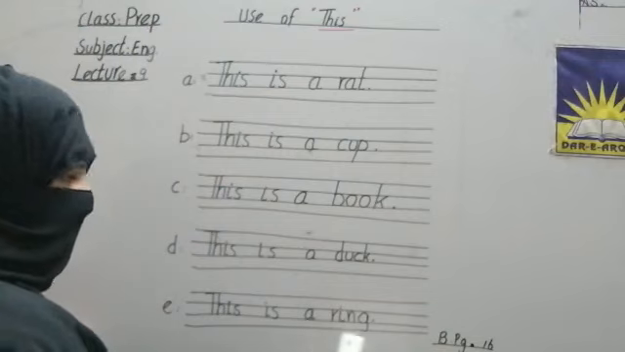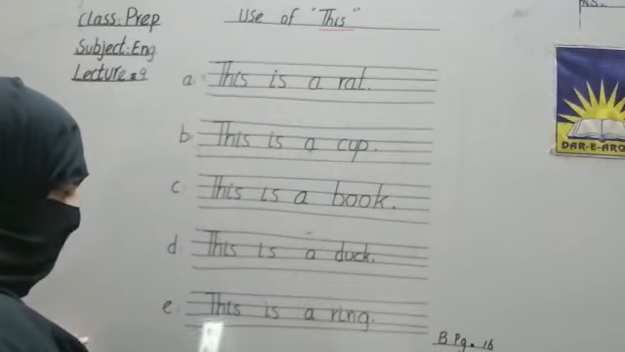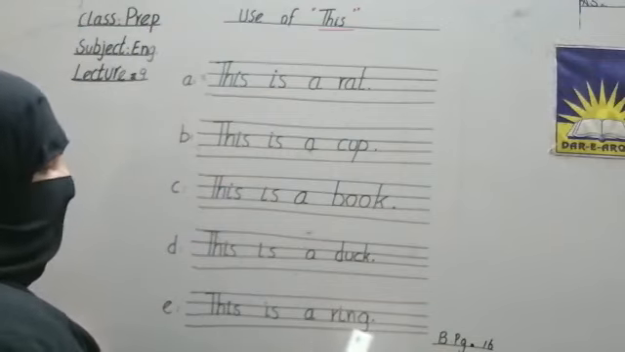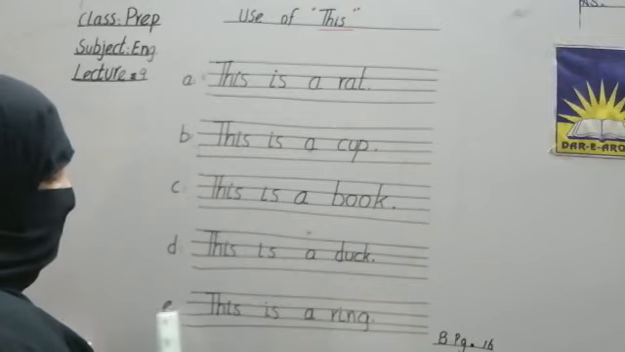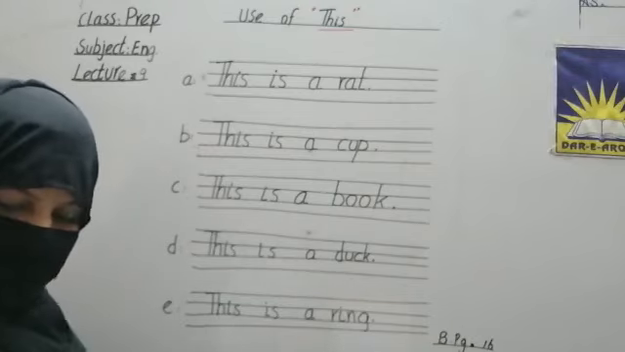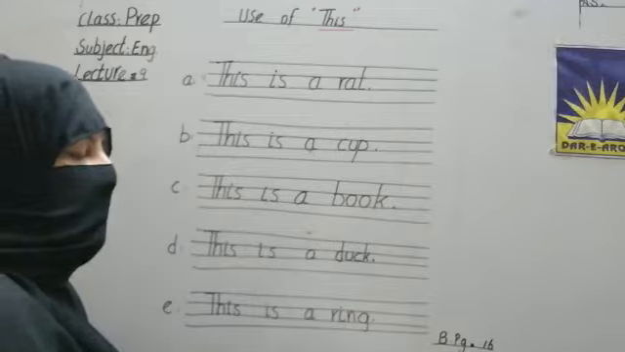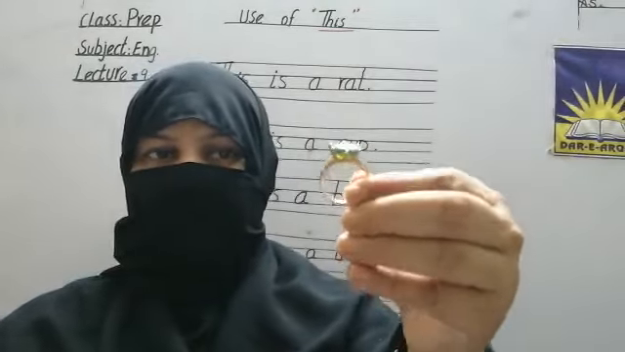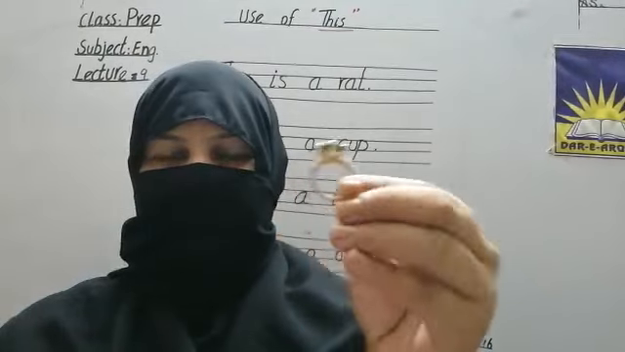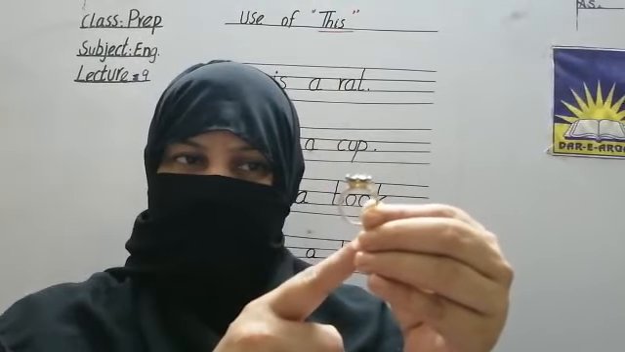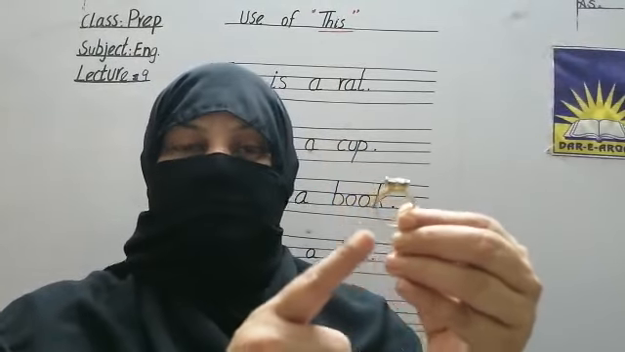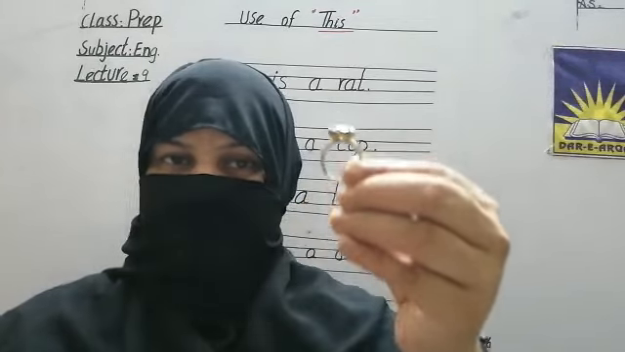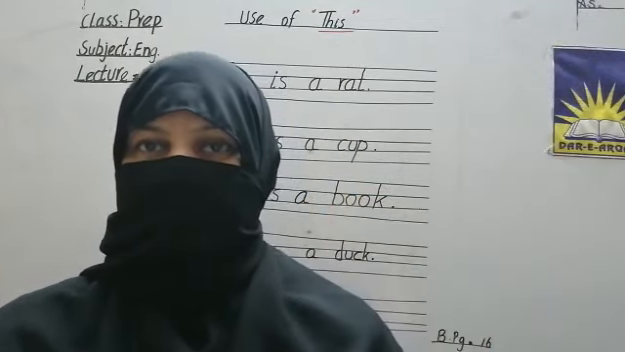This is a ring. I show you a ring. Ring is a singular object, so I use here the word this. This is a ring.